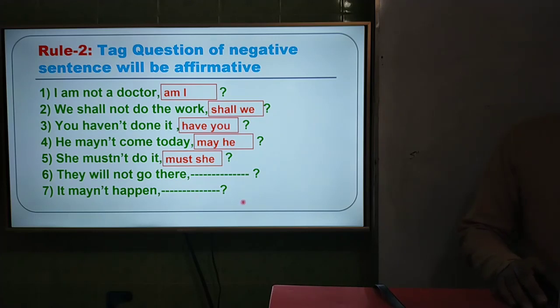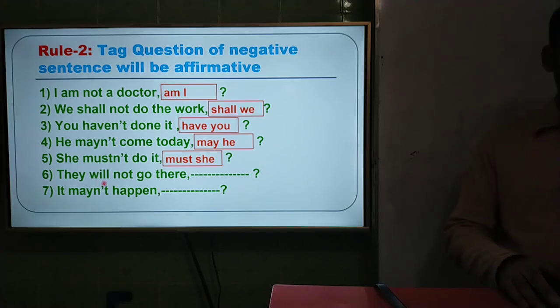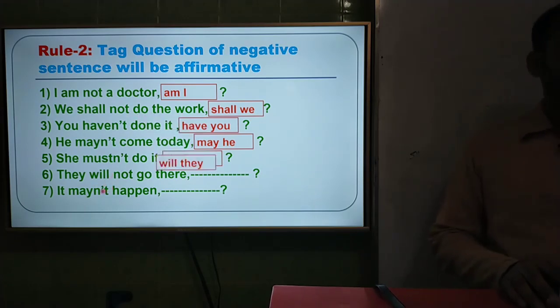And now the 6th one: they will not go there. Here the operator is will. So the tag question will be made using this will, because it is an operator and we have to use the operator to make a tag question. And for those who have joined now, I would like to say that at first we have discussed operators and we have 24 operators. According to these operators, we have to make these tag questions. So here will is an operator, will be used to make this tag question. So the answer will be will they.